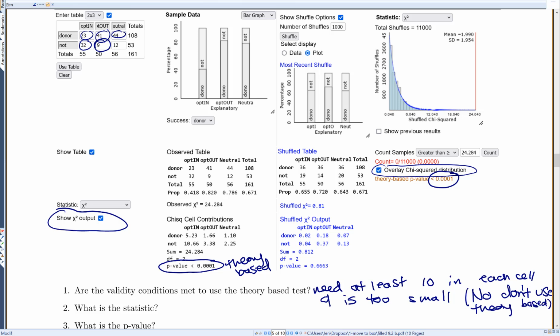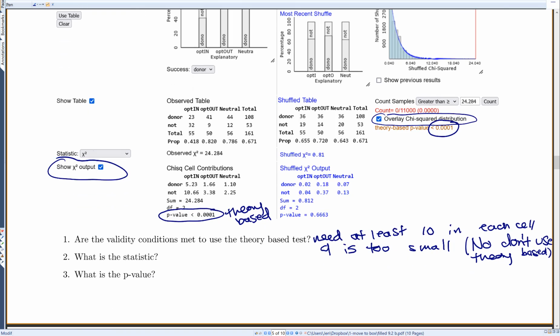Now, in a situation like this, 9 is so close to 10. These are kind of guidelines. Some textbooks even say 5. Could you probably get away with doing it here? Probably. You would need to make sure you put in your research paper that one group had a count of 9, but I think it's so close. Although my numbers are big, 9's really close to 10. I could probably still use the theory-based approach. But in our class, we'll just say, nope, 9's too small, so we shouldn't use the theory-based approach.